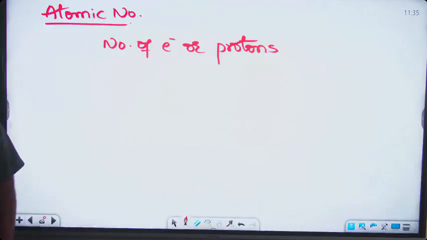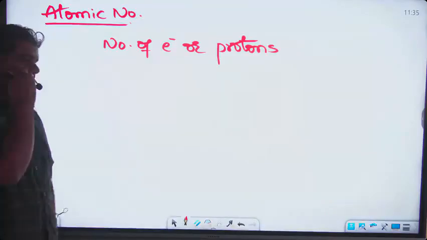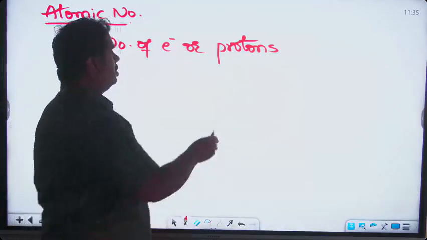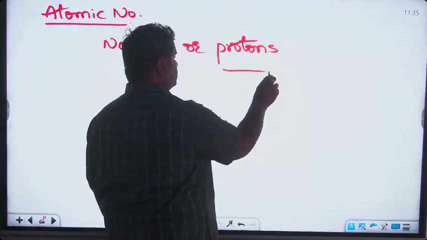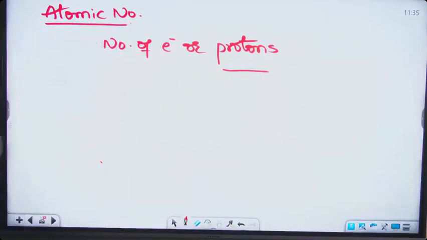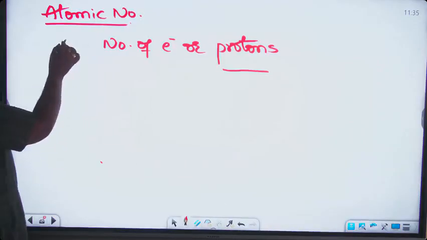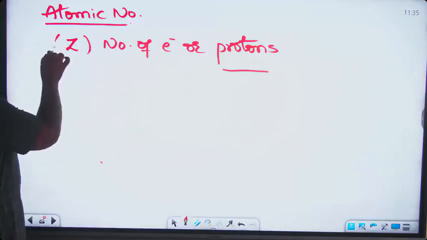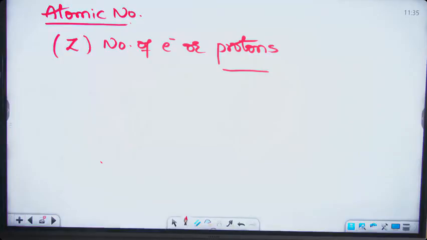Now, according to modern science, we simply say the number of protons only. That is a different thing. So according to school textbooks, what do we have? The atomic number symbol is Z. And the number of electrons or number of protons in an atom is known as the atomic number.